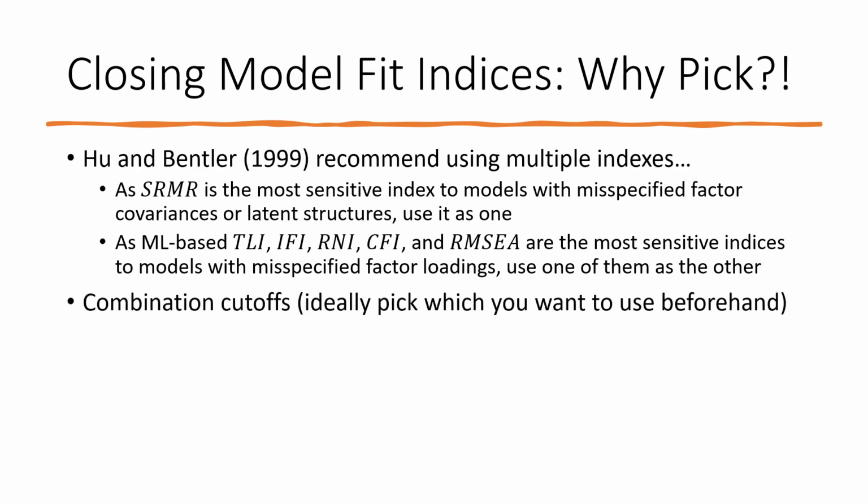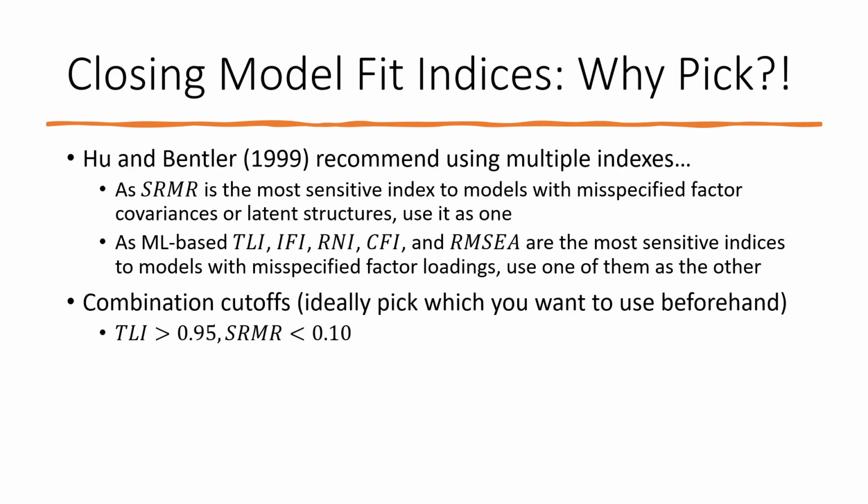From their paper, the combination cutoffs are different when you use two, and that's because when I use two, I have another thing checking on that, so I might have to be more strict in one and less strict in the other, or less strict in both. But in this particular case, the combination of cutoffs yields better results than any single cutoff. And again, that's the contribution of Hu and Bentler's seminal paper.